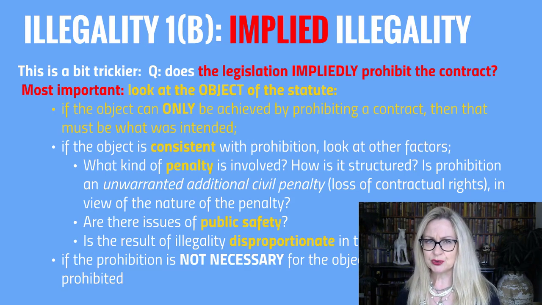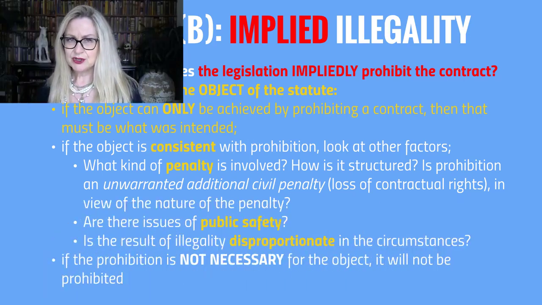If it seems like a contract should be prohibited by any particular piece of legislation, you've got to explore the legislation quite thoroughly. So you need to look at things like penalties. Is there a penalty set down in the legislation? How severe is it? Is it structured on a daily basis, monthly basis, per transaction? Is the prohibition, that is the loss of contractual rights, an unwarranted additional penalty that's over and above the penalty that's already set down in the legislation itself? Are there issues of public safety? Would the result of illegality be disproportionate to whatever purpose was set down in the legislation? Does it go over and above? Is it over the top?